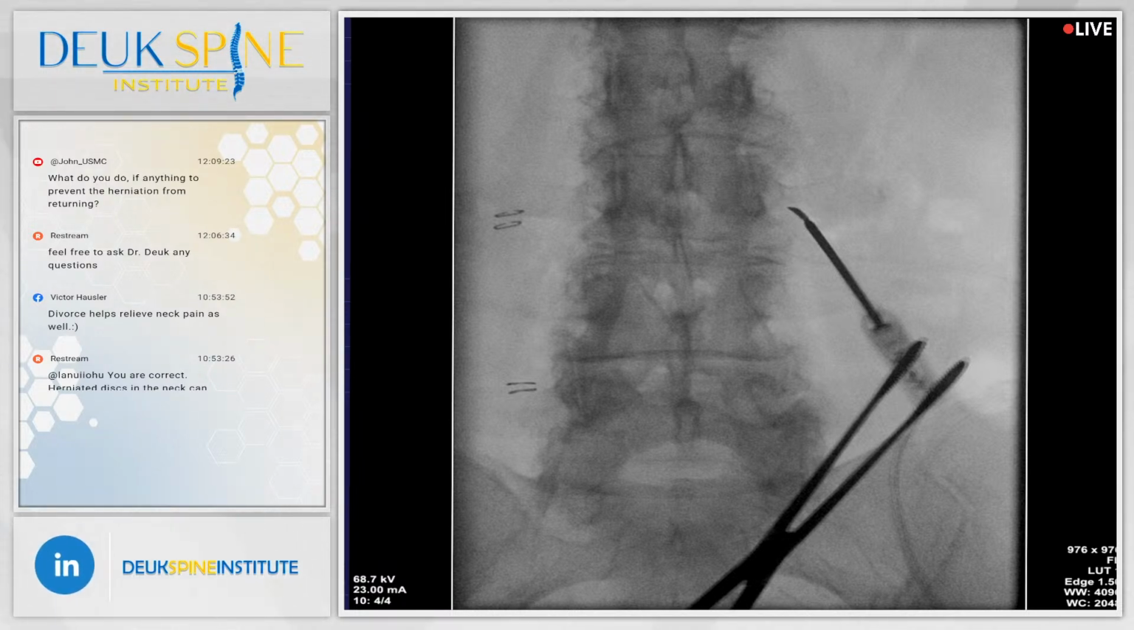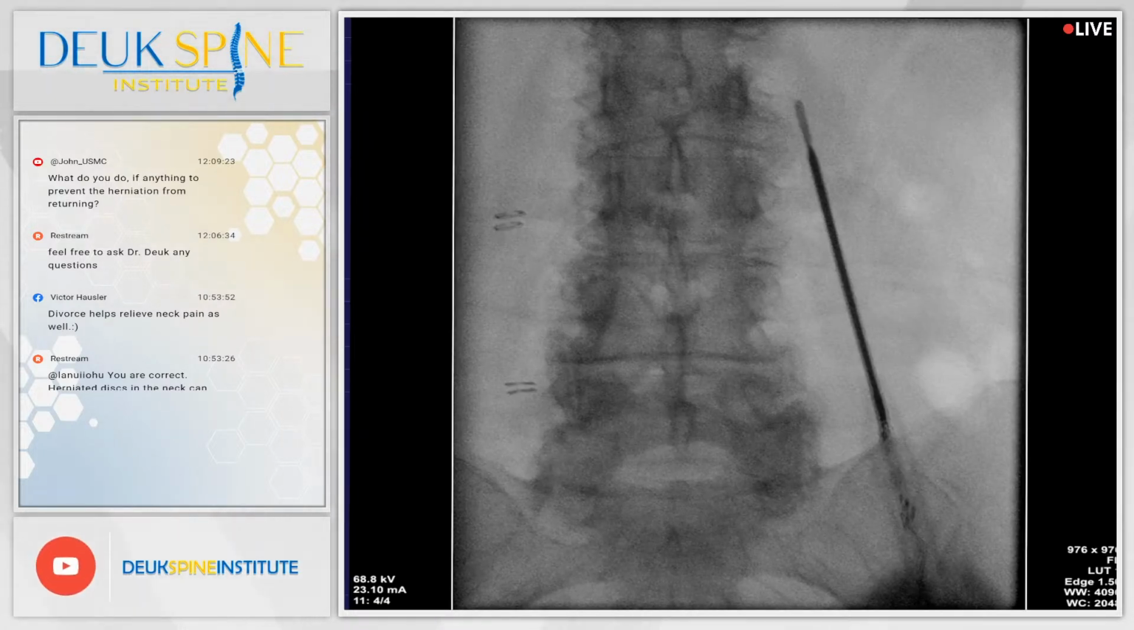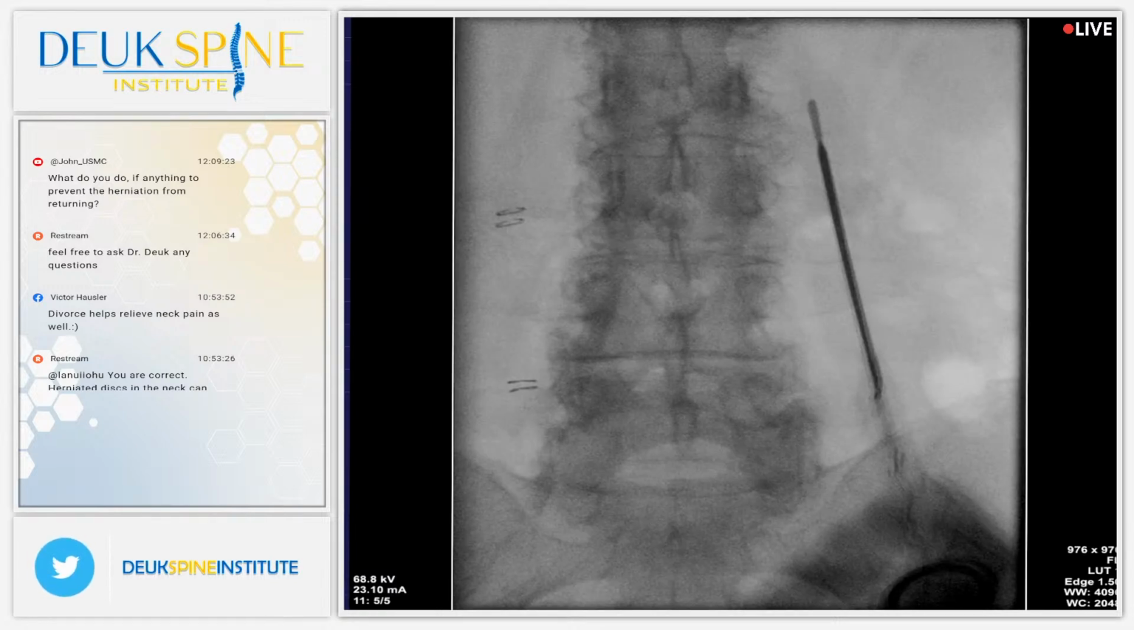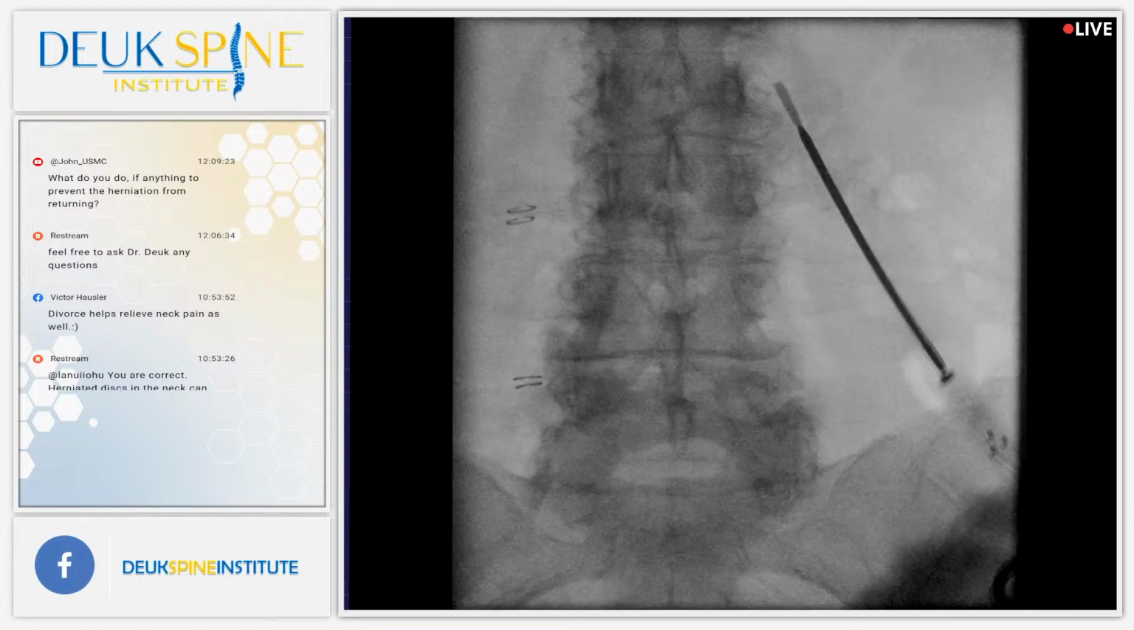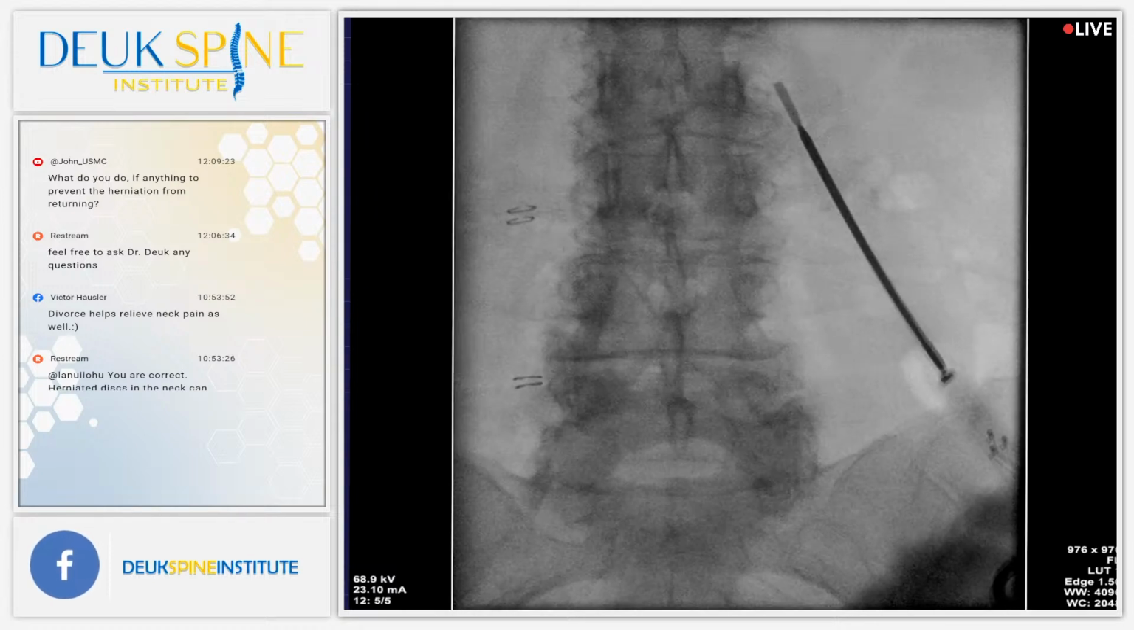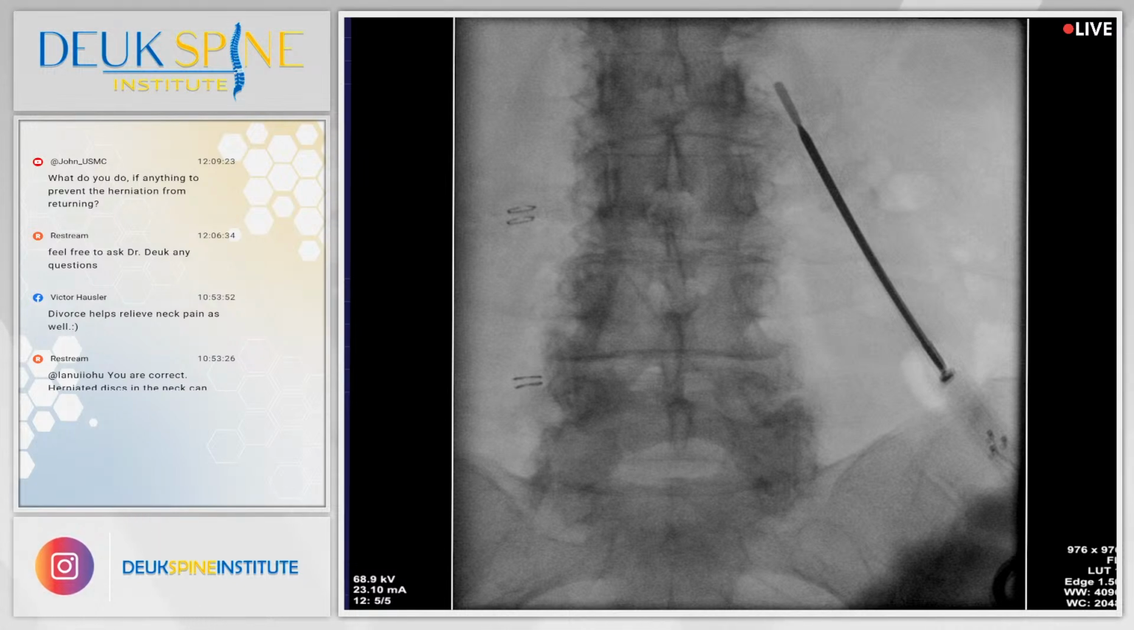That's that one. I'm going to try for the one above. I'm on the transverse process. I need to go more medial. I'm more medial now, which is where I want to be. All right, that's good. And then I'm going to go inferior towards the next transverse process that has the pain nerve running across it.